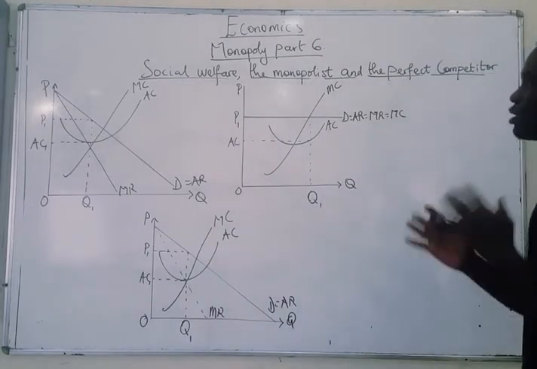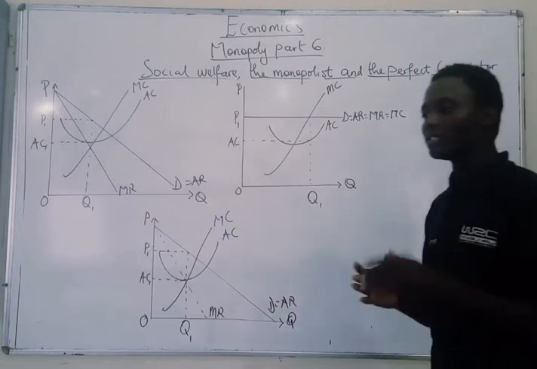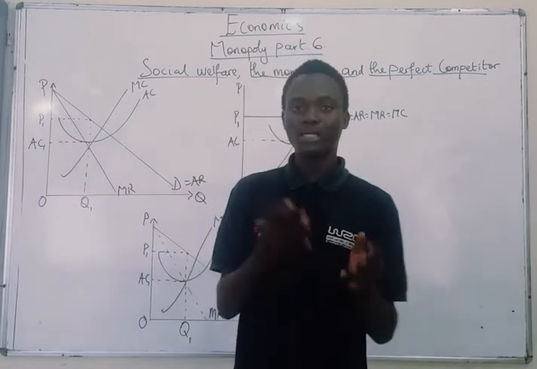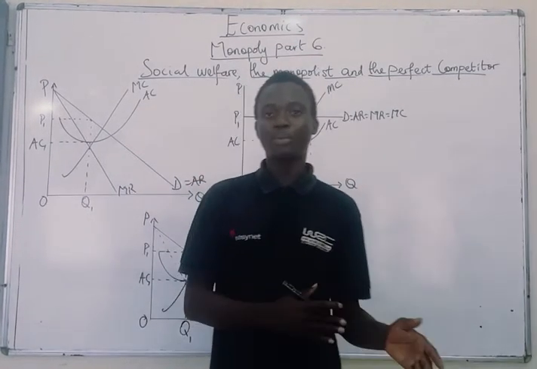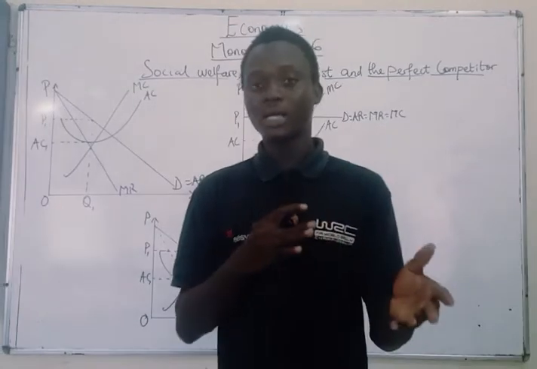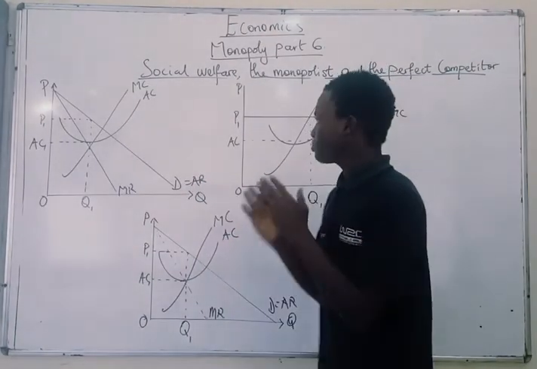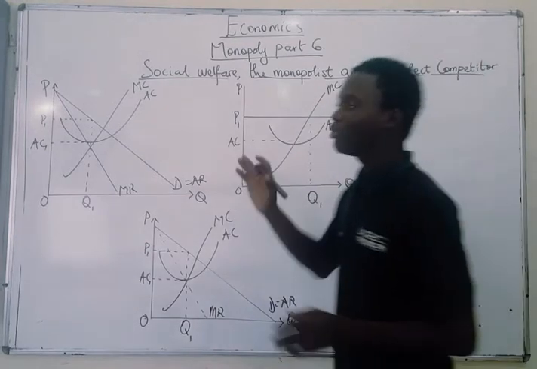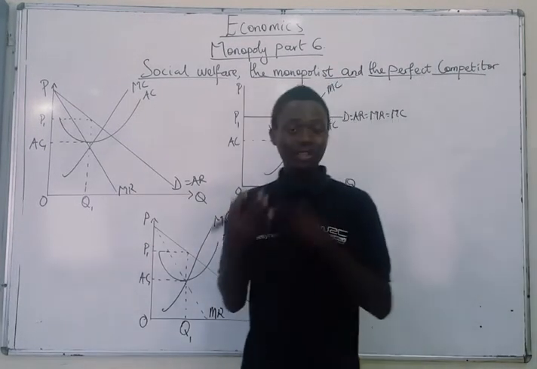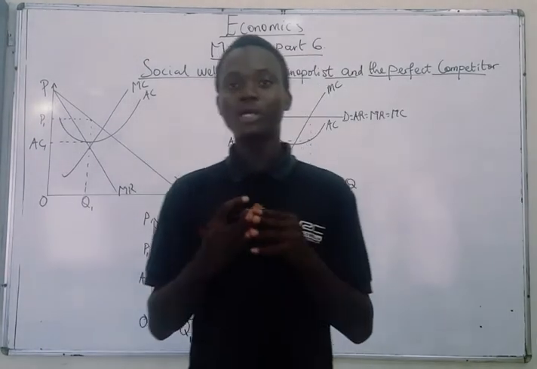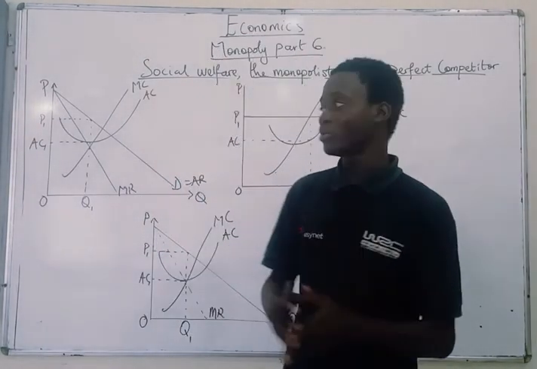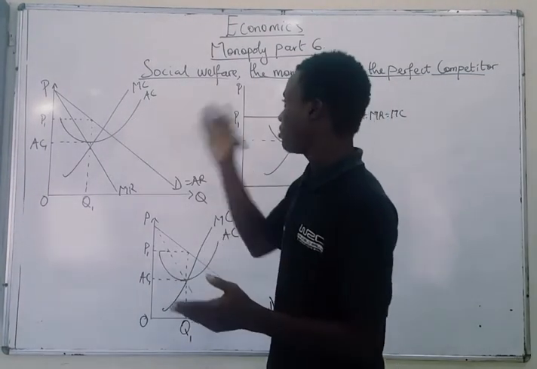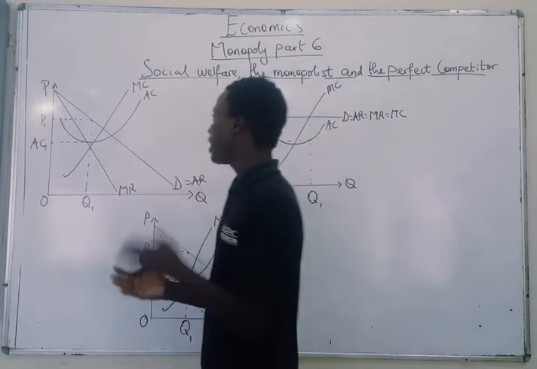Now, what we really want to check out in this video is who maximizes social welfare between a monopolist and a private competitor, a firm in the private market. So this is the graph for a monopolist. We understand that monopolists, or any firm basically, maximize profits where the marginal cost equals the marginal revenue. Now the monopolist has a downward sloping demand curve, a downward sloping marginal revenue curve, then an upward sloping marginal cost curve, then the U-shaped average cost curve.